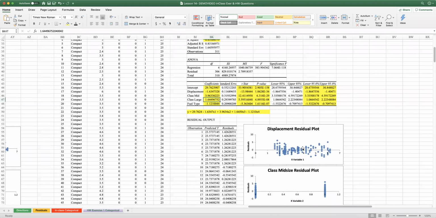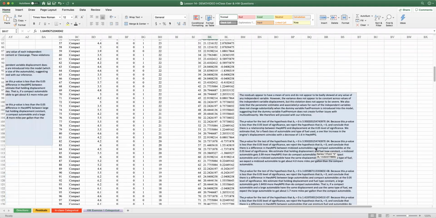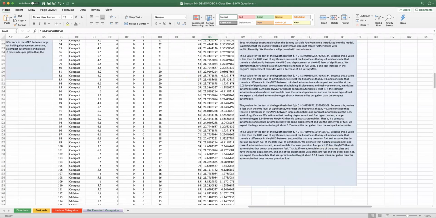Now let's do this next one. It's the same idea. P-value for B3 is significant. It's less than 0. So what does this mean? We estimate that holding displacement and fuel type constant, a large automobile gets 1.645 more miles to the gallon than compact. That is, if compact automobile and a large automobile have the same displacement and use the same type of fuel, we expect the large automobile to get 1.7 more miles, right, rounding up, to the gallon than compact.